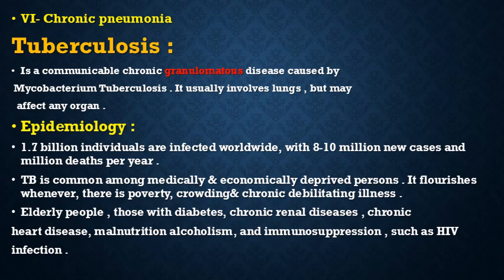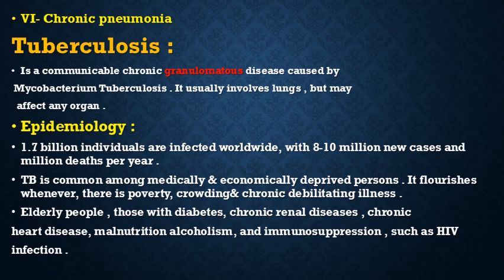So tuberculosis is a communicable chronic granulomatous disease caused by which type of bacteria? Mycobacterium tuberculosis, usually involving the lung, but it might involve any organ in the body. Epidemiology: 1.7 billion individuals are infected worldwide, with about 8 to 10 million new cases and millions of deaths per year. Tuberculosis in our countries and in developed countries has declined because of vaccination. In the first week of life, the newborn baby receives the first vaccine of his life, BCG, against the tubercle bacilli.